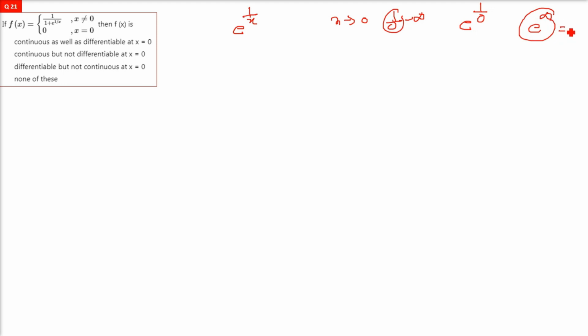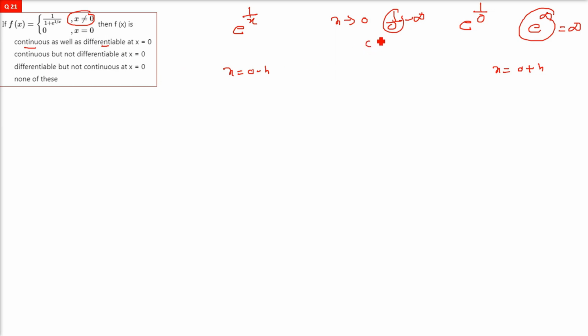We don't know that. So e raised to the power infinity, because e is 2.72, like that number, we know it has a proper value. So that to the power infinity will be infinity. Infinity is a very big number. So we will put x as 0 minus h on the left. We will put x as 0 plus h on the right.